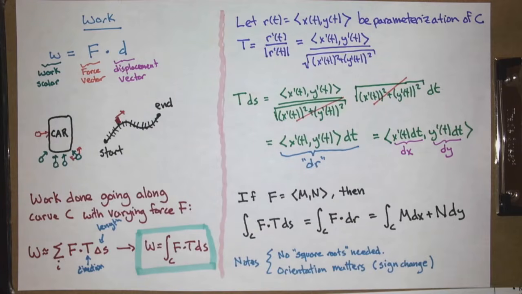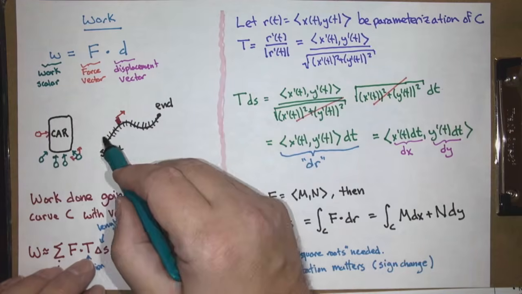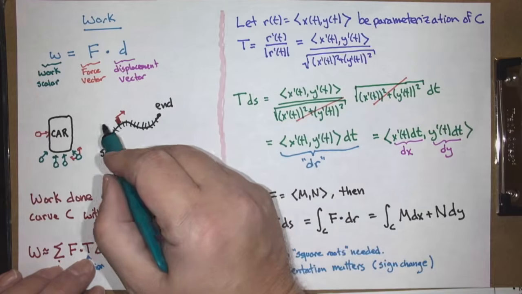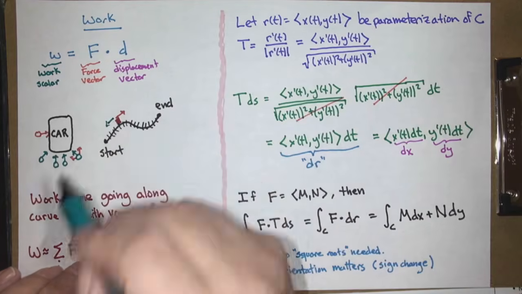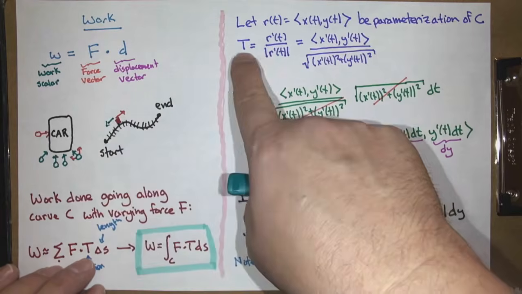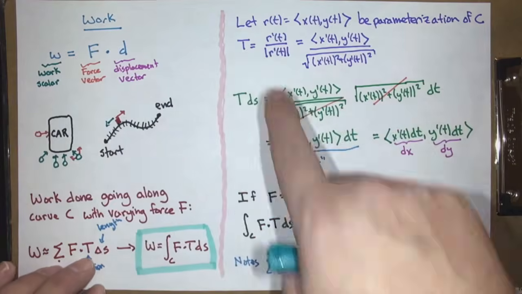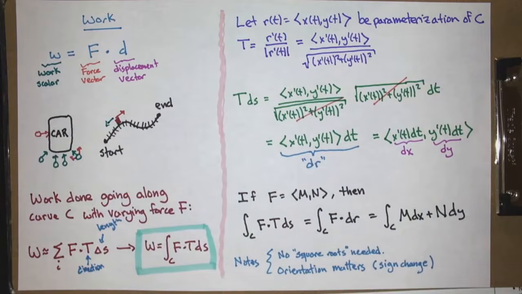Now, really quickly, because I know I still have a few seconds left, why does orientation matter? Well, notice, if you're going from start to end, that gives you a direction. If you go from end to start, you'd point the other way. You'd flip the sign of T. Flipping the sign of T is what gives you your orientation.